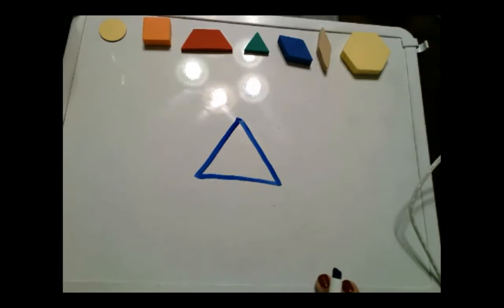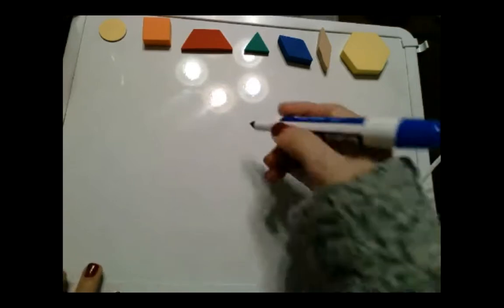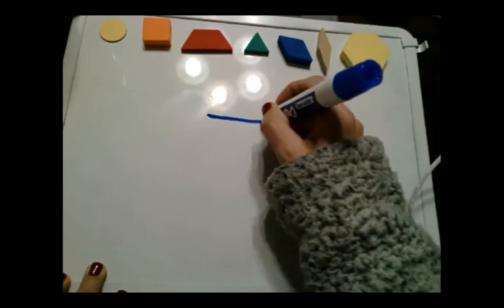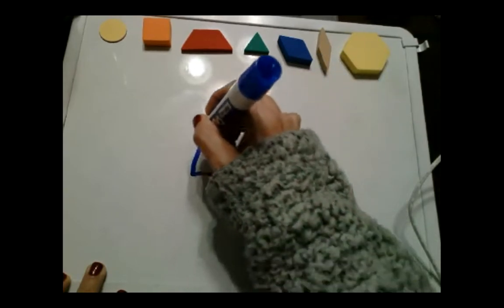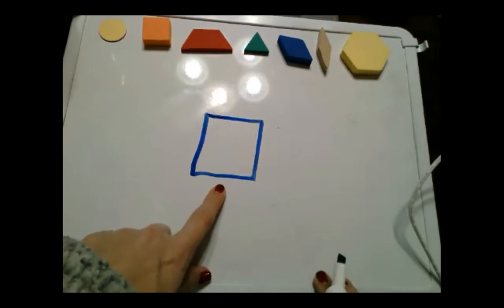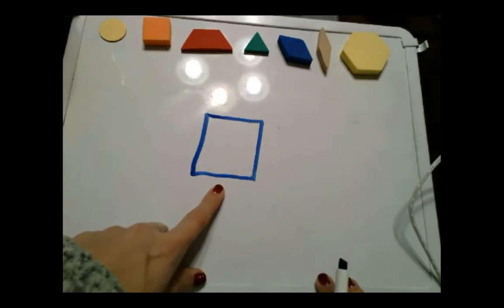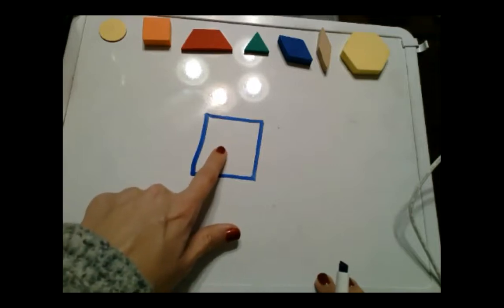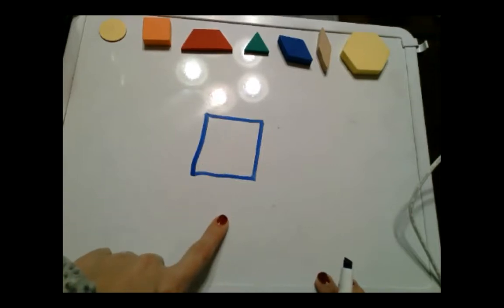Can you draw a square? Great job. A square has those four sides that are equal and they connect all the way around. How about a rectangle? If this is a square, how would you draw a rectangle?